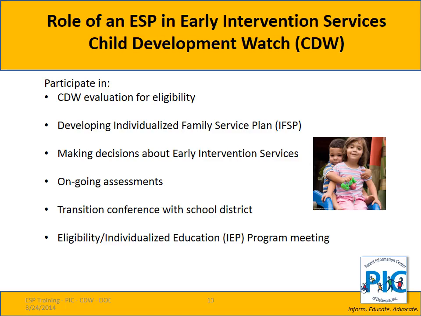Now let's put some more clarity to your role as an ESP for a child receiving early intervention services from Child Development Watch. Again, more information about your participation will be discussed as we continue. An ESP should participate in the CDW, or Child Development Watch, evaluation for eligibility of services, participate in developing the Individualized Family Service Plan. An ESP should also help make decisions about early intervention services, have input into ongoing assessments of the child, participate in a transition conference with the school district when appropriate, and participate in the eligibility meeting for special education and related services, and when appropriate, the Individualized Education Program meetings.